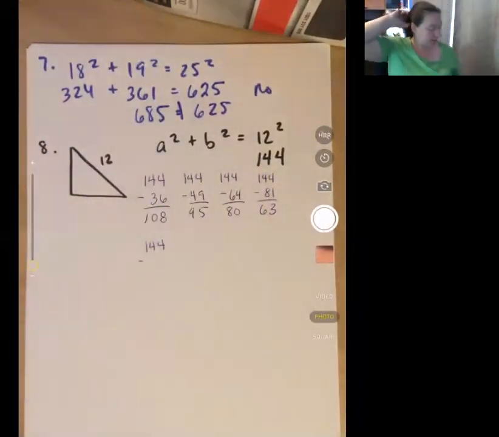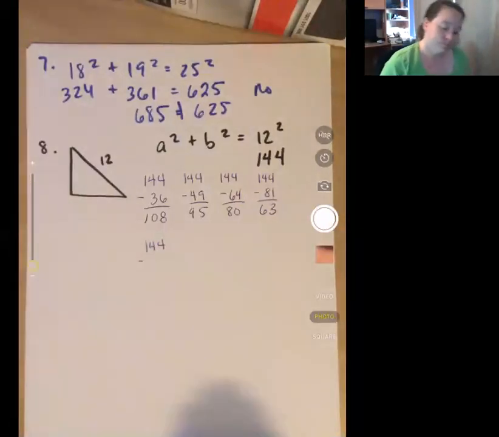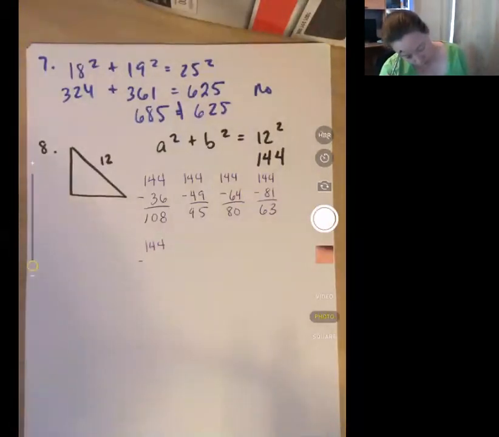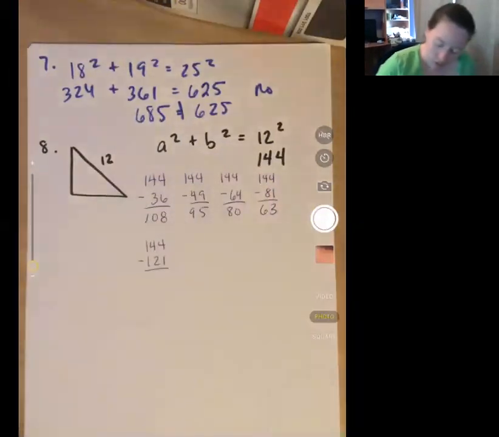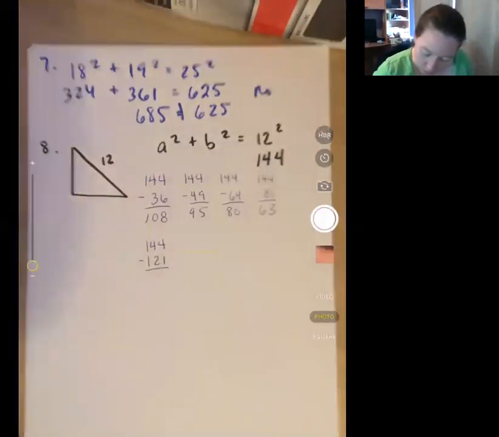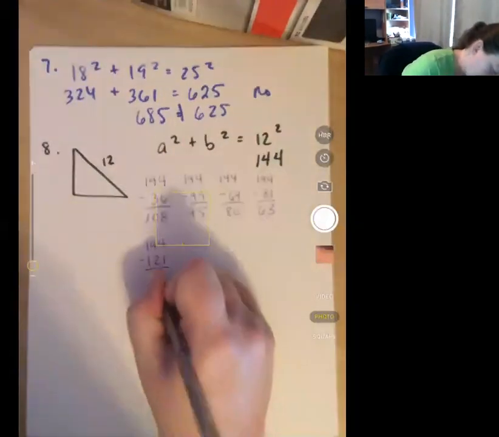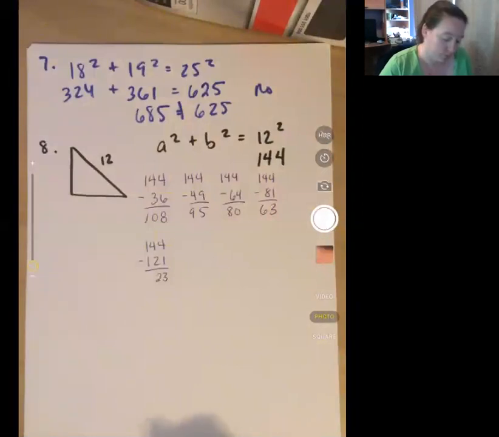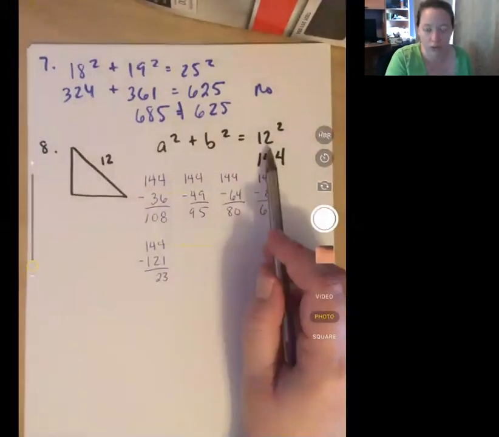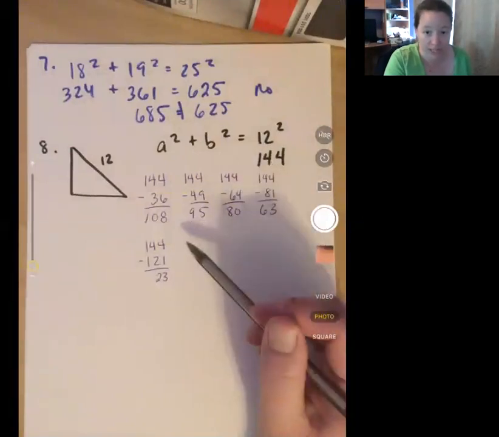144 minus, I'm going to skip over 10 because that would give us 4, because 10 squared is 100. I'm taking away 100. Let's do 11. 11 squared. That would be 121. So 144 minus 121 is equal to 23. Well, that's not going to work. We cannot go higher than 12. We cannot go 12 squared. 11 squared is as high as we can go.